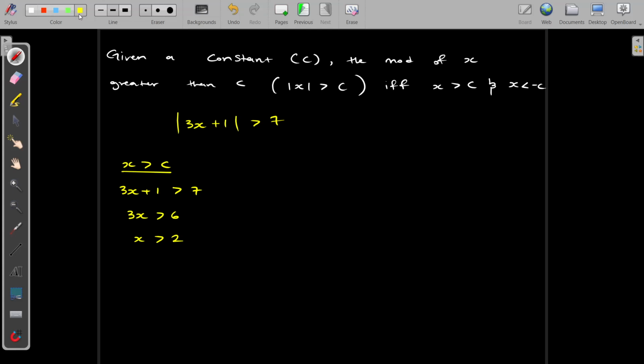The other one would be where x is less than negative of the constant. So remember, this is representing x. So we have 3x plus 1 is less than negative 7. So we bring this over, we get 3x is less than negative 8. x is less than negative 8 over 3. Now is that clear?